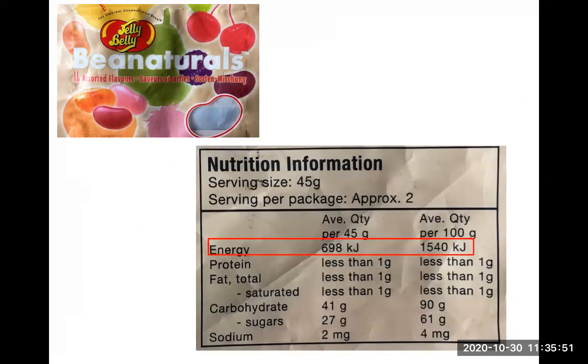And so to give you an idea, for example, a bag of jelly beans, if you have a serving of it, 45 grams, you get 698 kilojoules. And per 100 grams, it would be 1,540 kilojoules. So it's kilojoules here. So that's a lot of energy just in 45 grams of jelly beans.